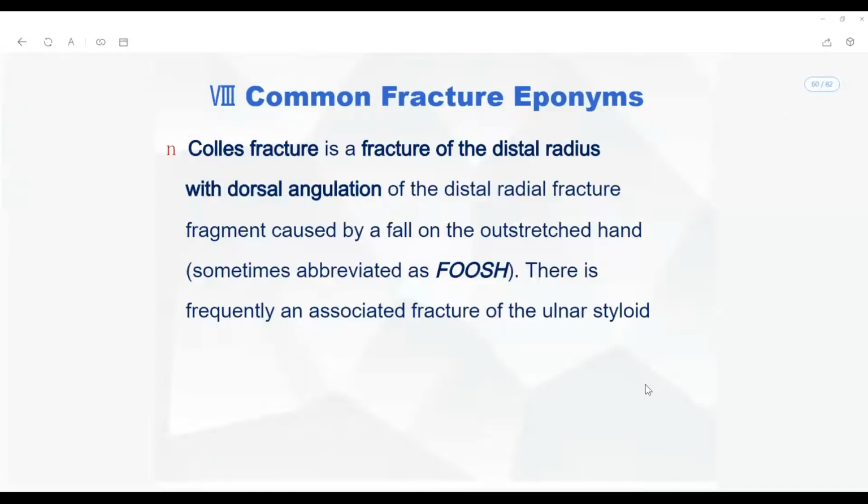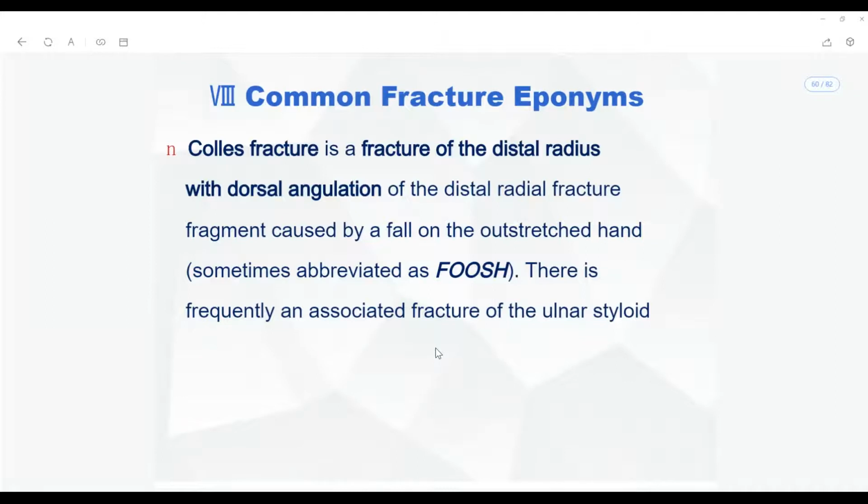The first fracture we are going to look at is the Colles fracture. Colles fracture is a very famous fracture which is commonly seen in elderly females. It is defined as a fracture of the distal end of the radius with dorsal angulation, where the mechanism of injury is a fall on an outstretched hand, which is also known as FOOSH. It is also associated with a fracture of the ulnar styloid process.